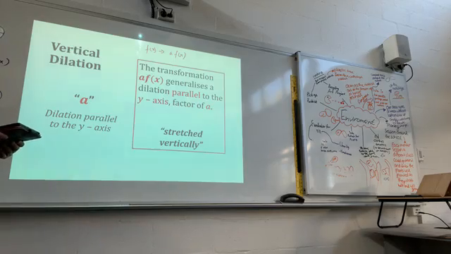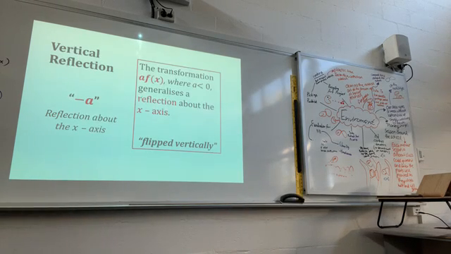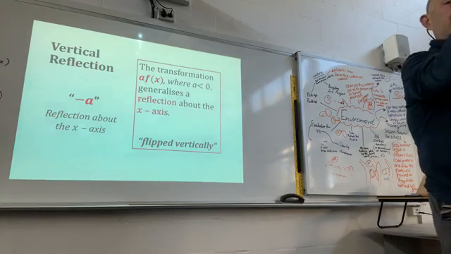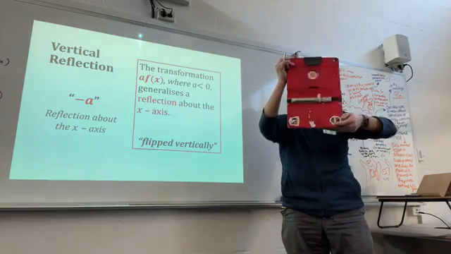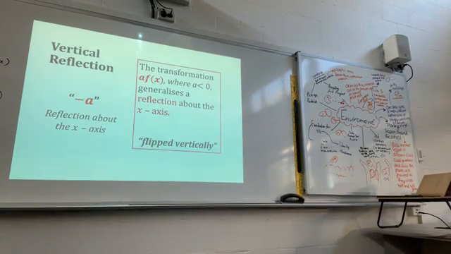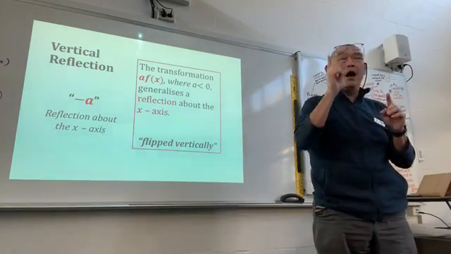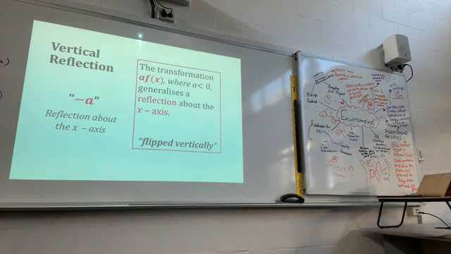All right? So, if you look at this, vertical reflection. The transformation -f(x), when A is negative, is reflected about the x-axis. So this time, you're flipping vertically. If this is the x-axis, all right, you're flipping it down or up. So think about you are changing the y. You're changing the y-coordinate, not the x-coordinate. Like I say, I'll put everything together next week.